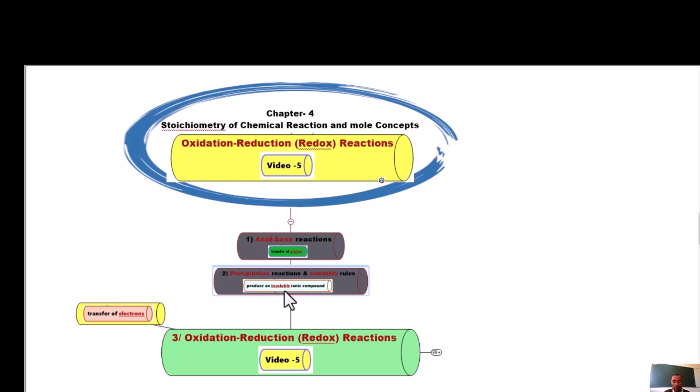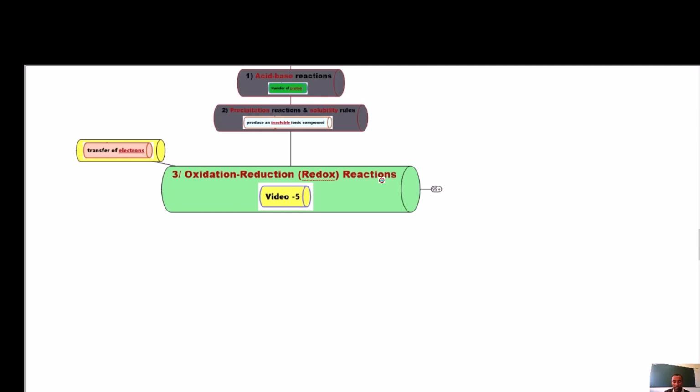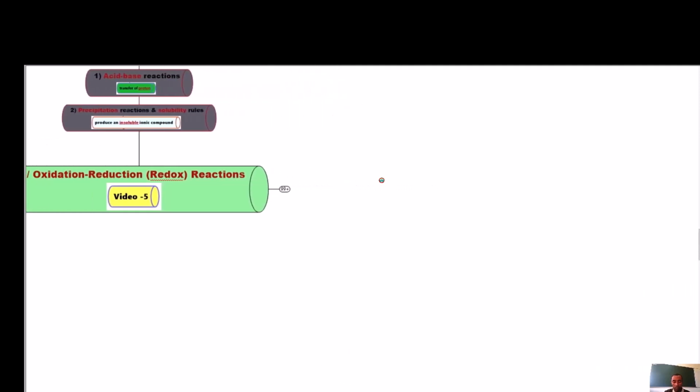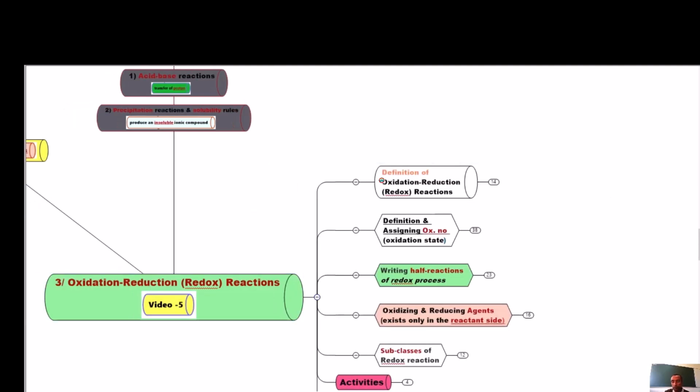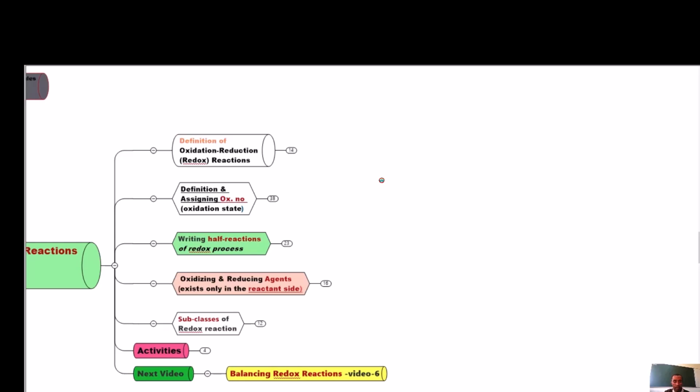In this fifth video I will explain the details of the oxidation and reduction reaction. An oxidation and reduction reaction is a type of chemical reaction that involves transfer of electrons, and I am going to explain 5 details of it. 1. Definition of oxidation and reduction reaction. 2. Definition and assigning of oxidation number. 3. Writing half reactions for redox process.